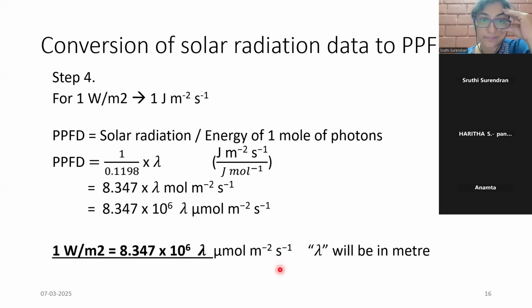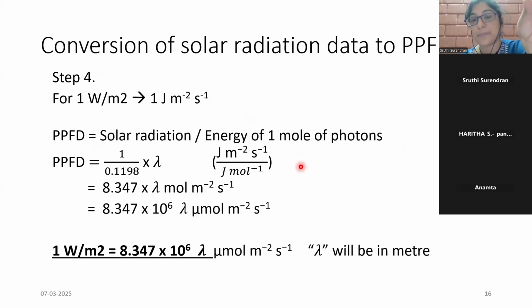Now, this is still in the unit of joules and moles. So how do we convert this to micromoles per meter square per second? In order to convert it to micromoles per meter square per second, we had initially looked at 1 watt per meter square is equal to 1 joule per meter square per second. So PPFD will be equal to this solar energy divided by the energy of 1 mole of photons.